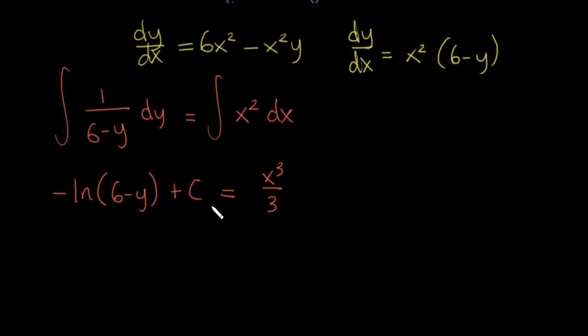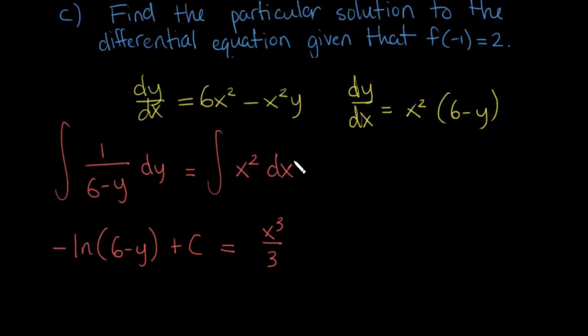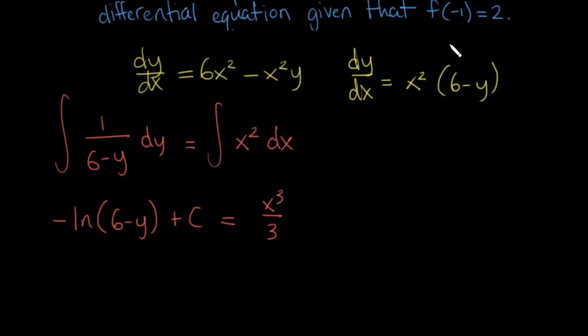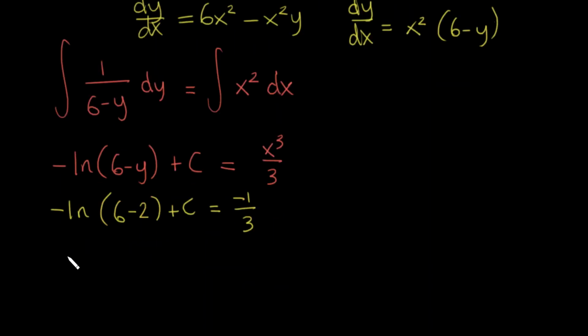constant of integration here. With this, we can remember our initial condition, f of negative 1 equals 2, to solve for c. So f of negative 1 equals 2 means that when you plug in x equals negative 1, you get y equals 2. So let's plug these in. We get the negative natural log of 6 minus, we're told that the y is 2, plus c equals, well, the x is negative 1. Negative 1 cubed is still negative 1. We get negative 1 divided by 3. And here we say that this is the negative natural log. 6 minus 2 is 4. And this plus c equals negative 1/3.